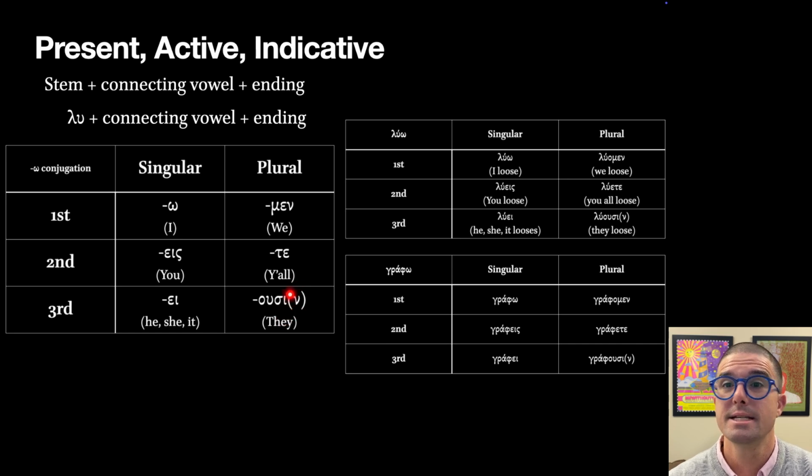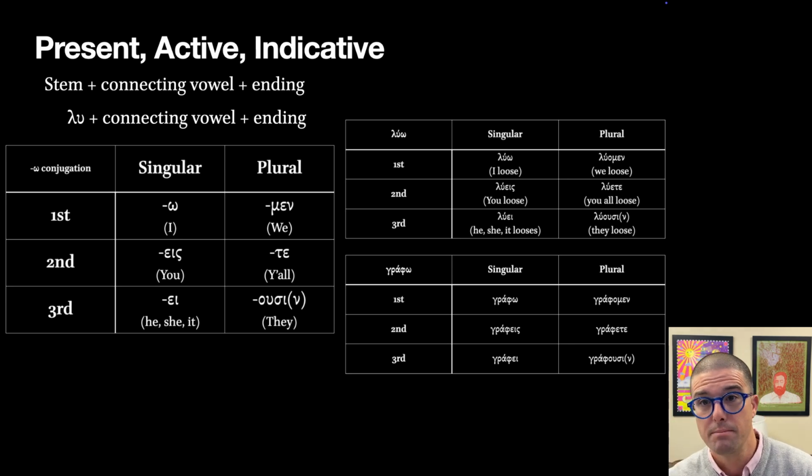That is in parentheses because it may or may not be there. It depends on what the next word in the sentence begins with. If the next word in the sentence begins with a vowel, the nu will be there. It makes it easier to pronounce when you have a consonant at the end of the word.